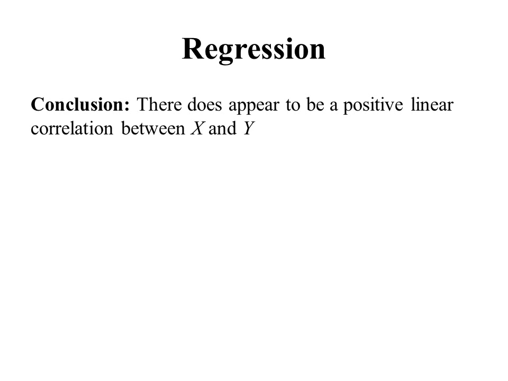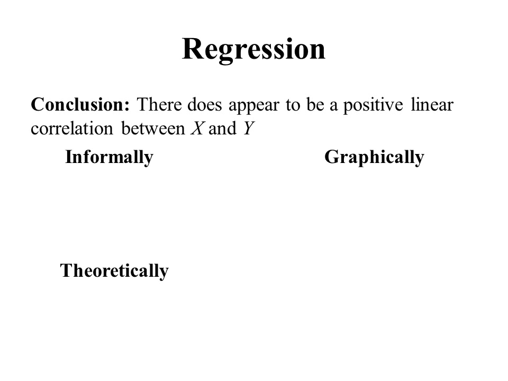So let's talk a little bit more about that final conclusion that there does appear to be a positive linear correlation between x and y. And let's ask ourselves, what does that really mean, that there's a positive linear correlation? Well, we're going to give three different answers: an informal answer, a more theoretical answer, and then a little graphical interpretation of what that conclusion means.